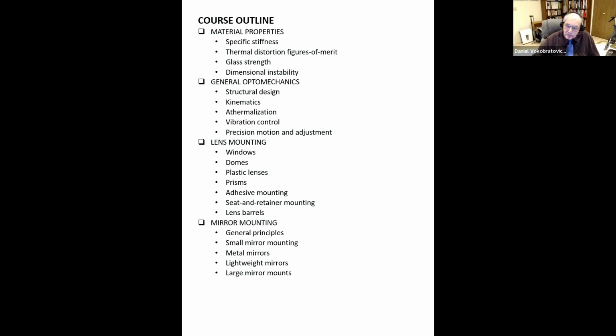Then we're going to talk at great length about lens mounting. I present a technique for analyzing the interaction of a lens mount with the lens. This is a very conservative technique. If you design a lens mount using this technique, you can have high confidence that it will perform correctly. This is something we did not have when I first started teaching this course back in 1985. But now we have a methodology for designing a lens mount, which allows us to analyze that interaction. I'm going to be talking about this at great length. And finally, I'll finish up by talking about how we mount mirrors, both small and large mirrors.